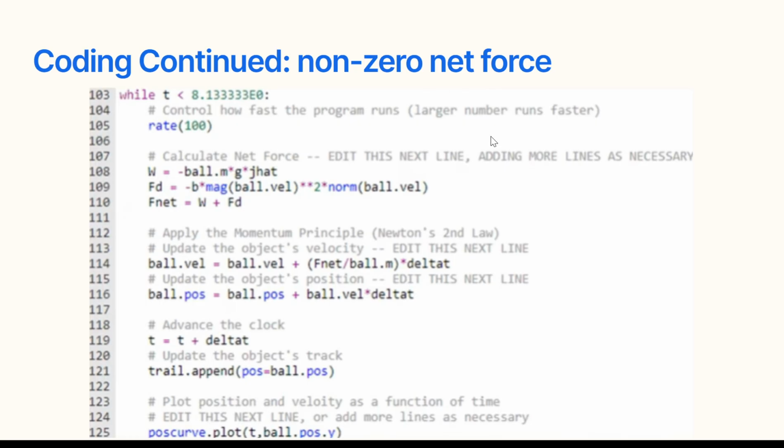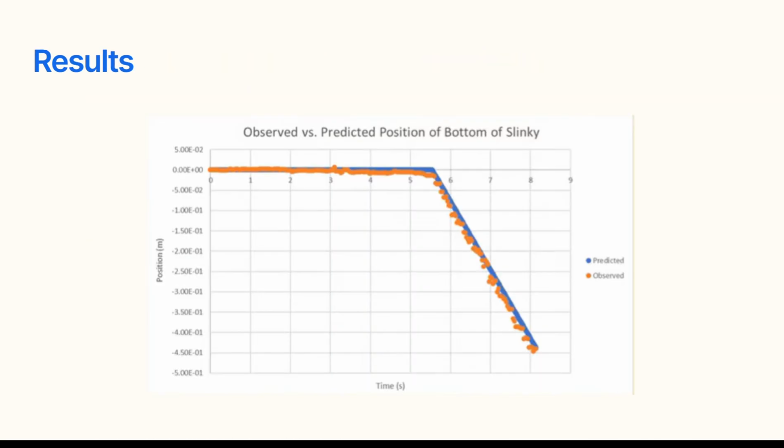in this loop, we add the drag force into the equation. This makes it so there is now a net force, because with the drag force added, it's not just the force of gravity and the tension from the Slinky canceling each other out. And you'll see that in the graph.